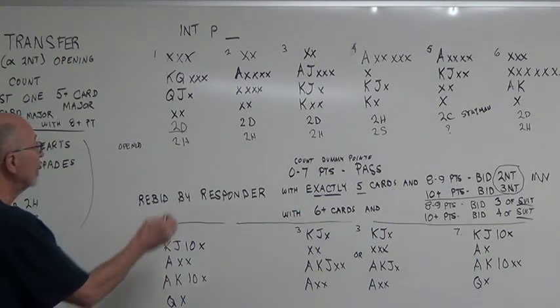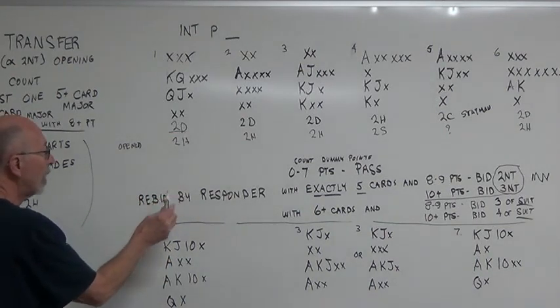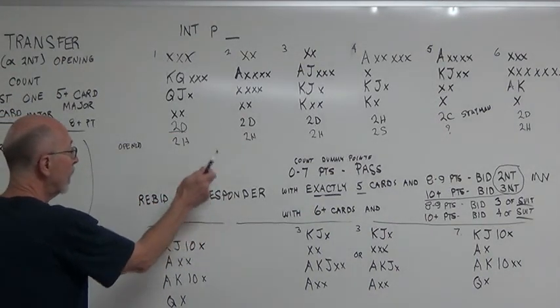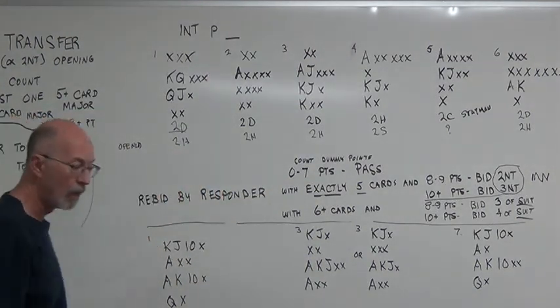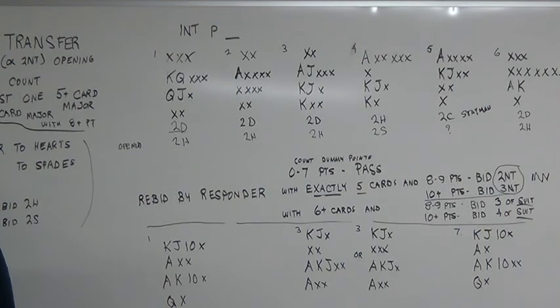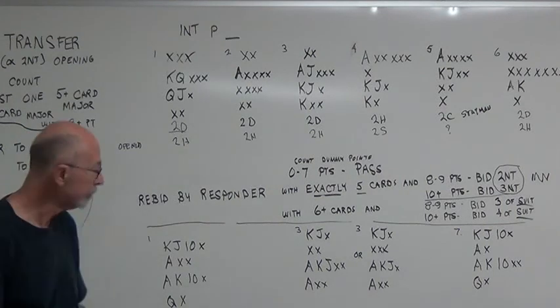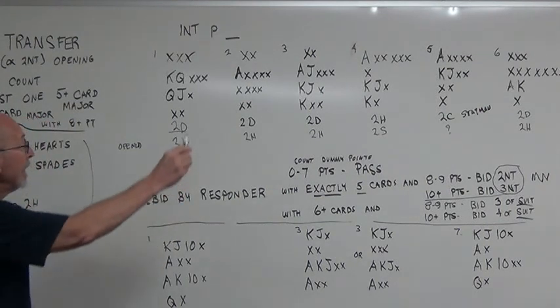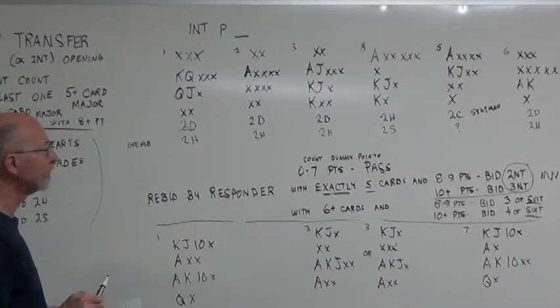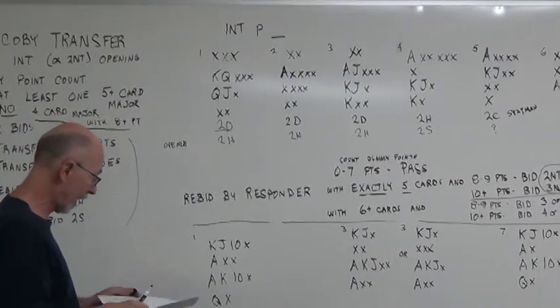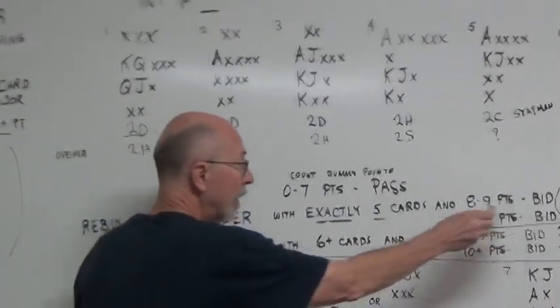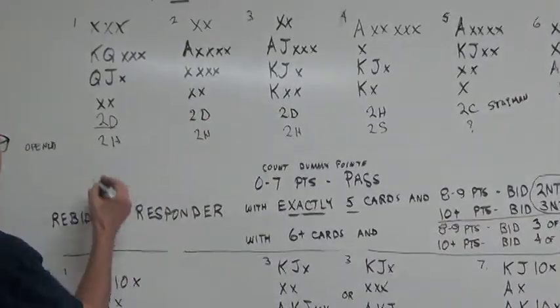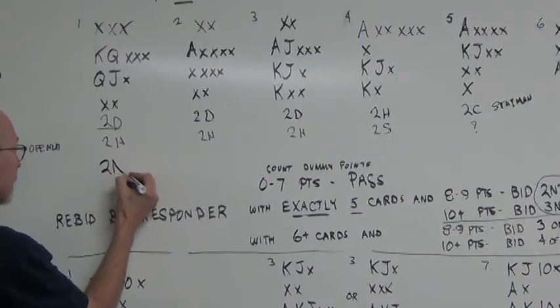Okay, now, the bidding has gone 2 diamonds, 2 hearts, and now you're the responder, rebidding this hand. So what's your next bid? 2 no trump. How many cards do you have in the suit you transferred? 5. How many points do you have? 8. So that's an invitational hand with 5 cards. You bid 2 no trump. Does everyone see that?